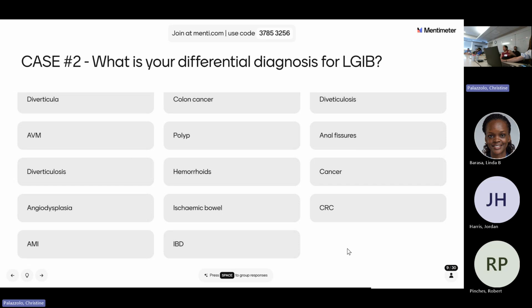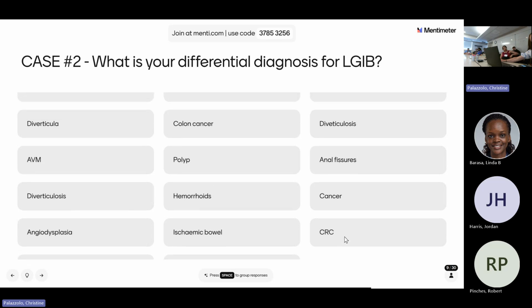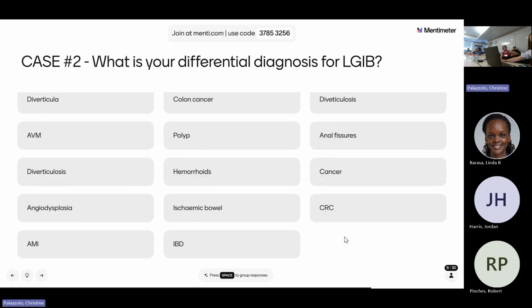IBD, good. So we've got colitis, right? Infectious, inflammatory, ischemic. That's another important thing to think about. AMI. What's AMI? Oh, acute mesenteric ischemia. Okay, yeah, another ischemic. Okay, got it. We can go back. That's a good list that you guys have.